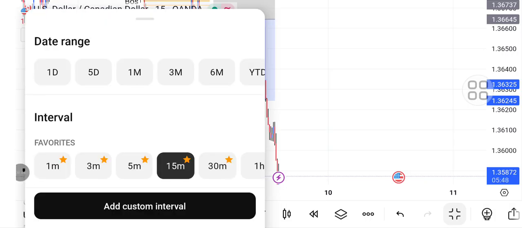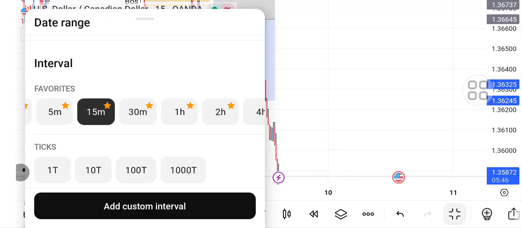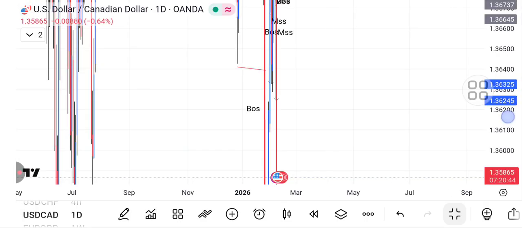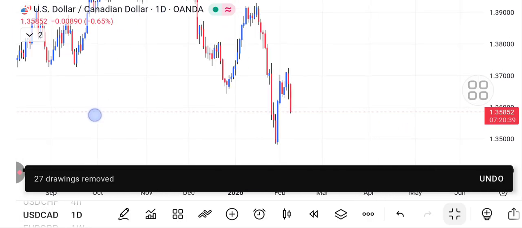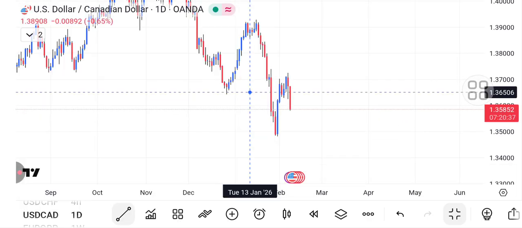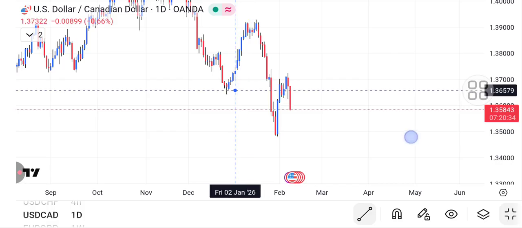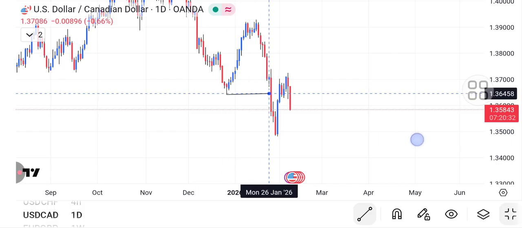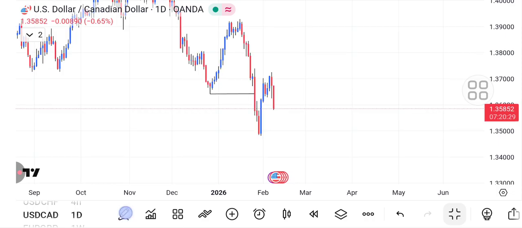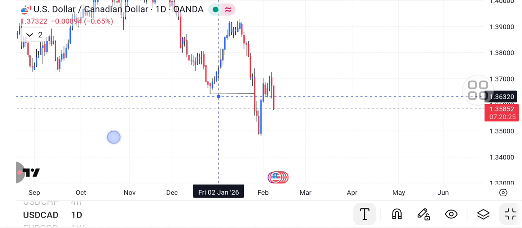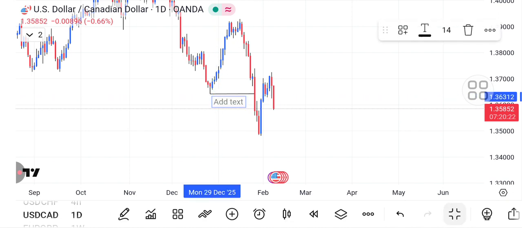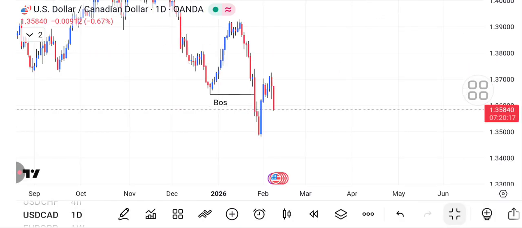So I started from, was it from the daily? Let me see. Yes, it was from the daily. So removing everything, the USD CAD had formed the exact pattern as the DXY. That's why I told you that whenever the DXY is dropping, other pairs starting with the USD are also dropping. The USD CAD, USD CHF, USD JPY are also dropping. So from the daily, we saw that the USD CAD was flowing with the DXY.